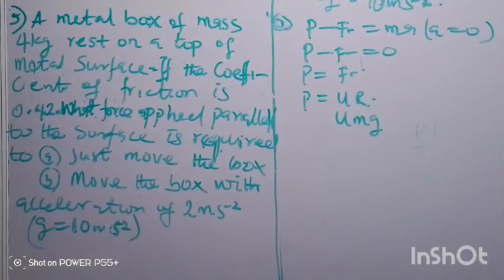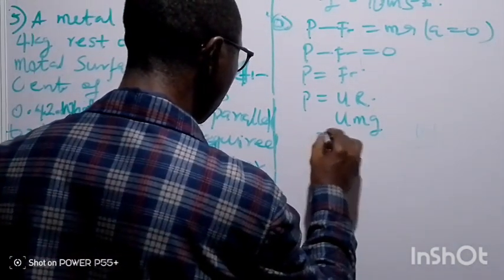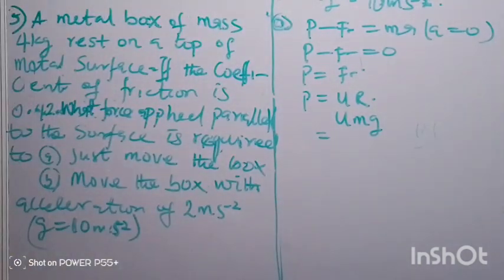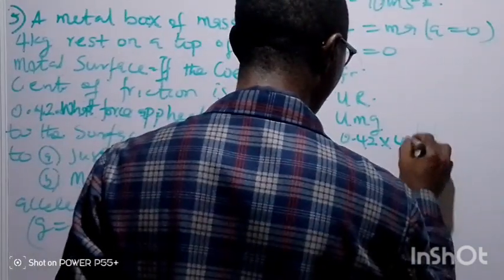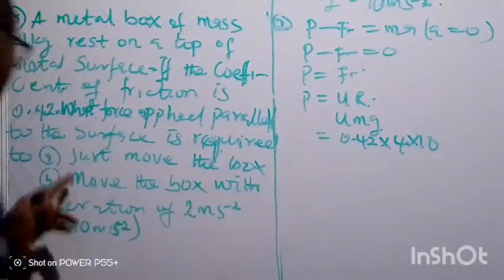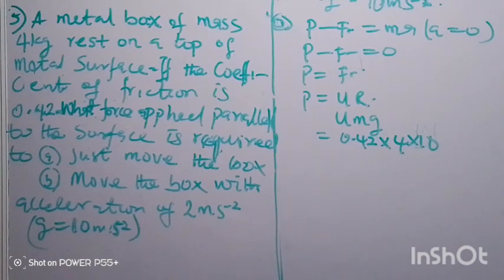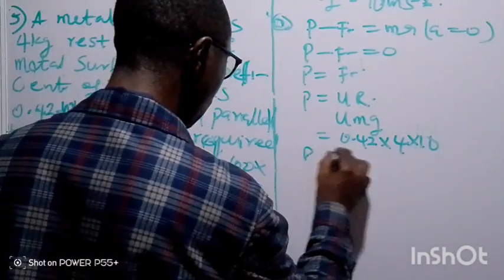So we can now say that the parallel force that must be applied to just move the box will be equal to 0.42 multiplied by 4 multiplied by 10. And that parallel force, P, will be equal to 16.8 Newton.